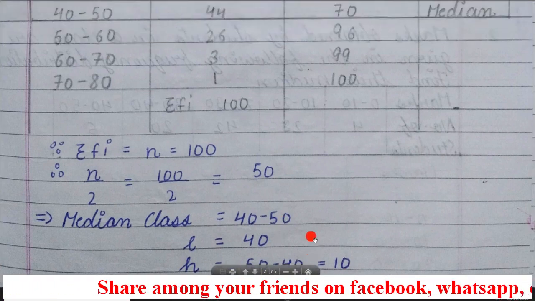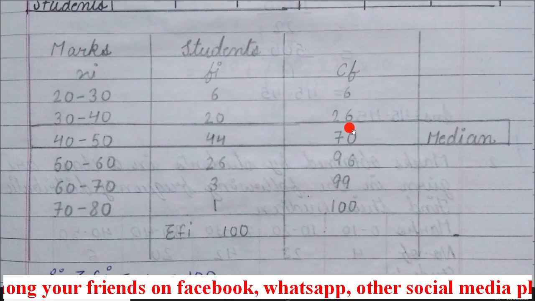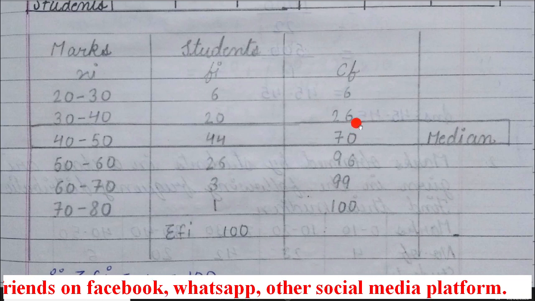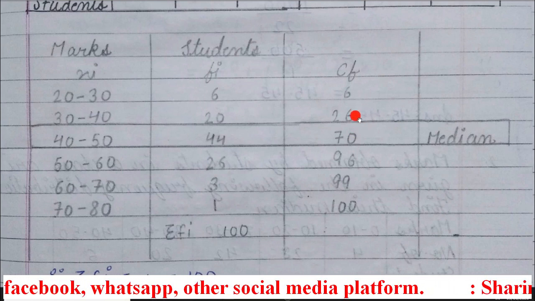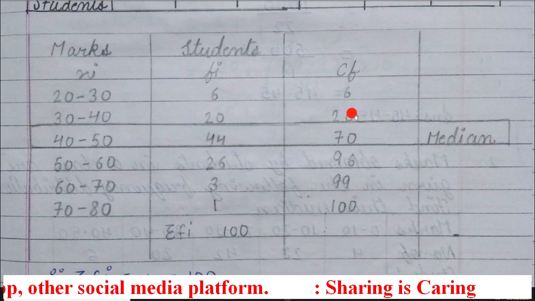Now C. C means the CF which is preceding the median class. Preceding the median class means which is just before the median class. So the 26 is just before the median class. So this is your C.